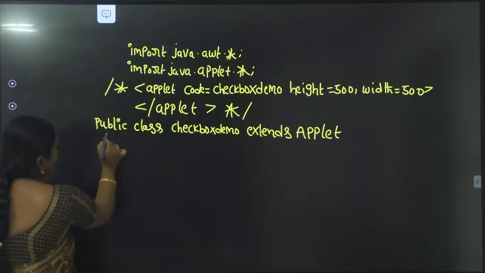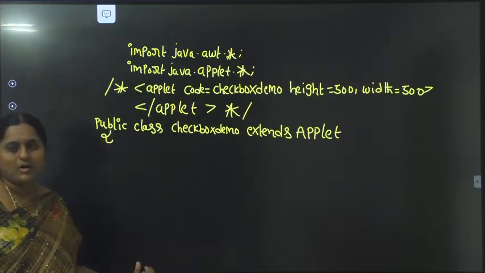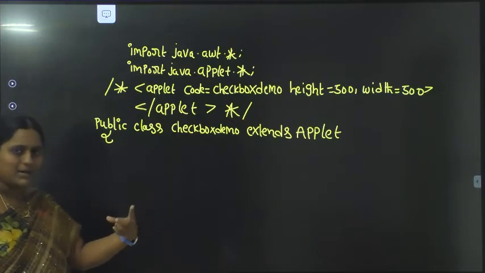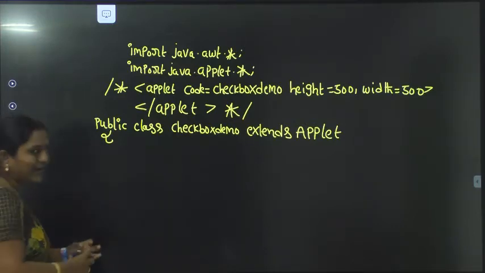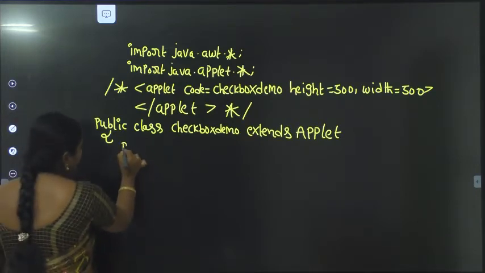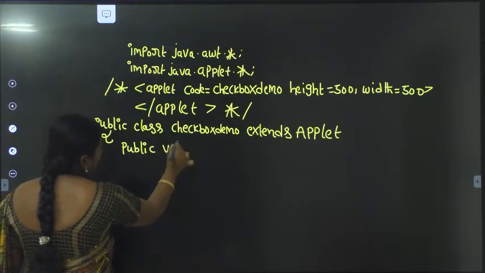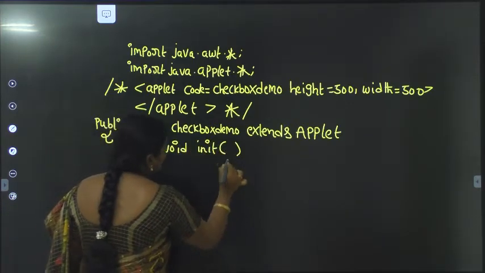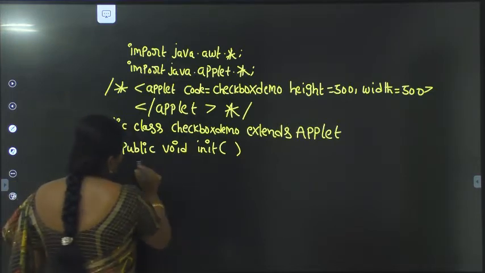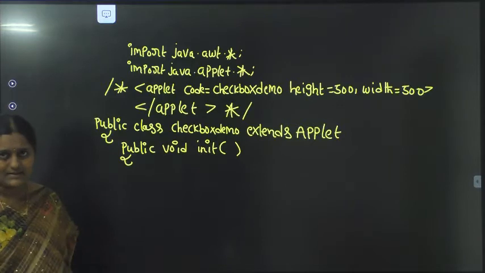So next one. In applets we need not write the main method. Applets don't require a main method, but an applet starts its execution from the init method. So here we have to write the init method. What is the syntax of writing the init method? Public void init. In the init method we can set the background color and foreground color. It is not mandatory, it is optional.